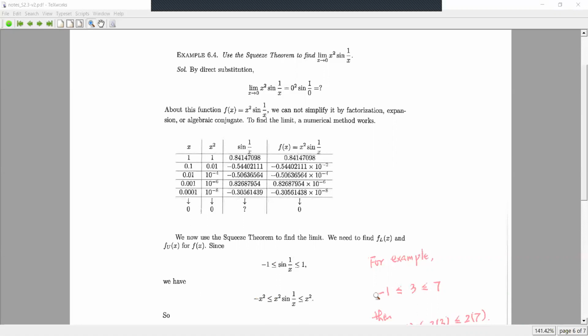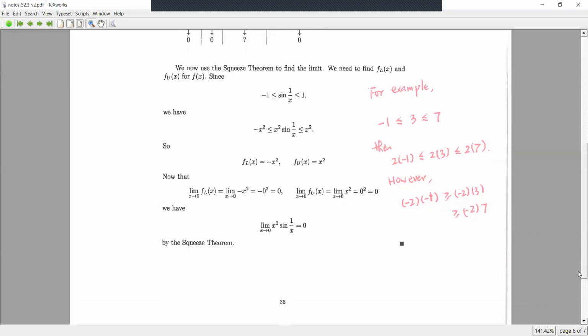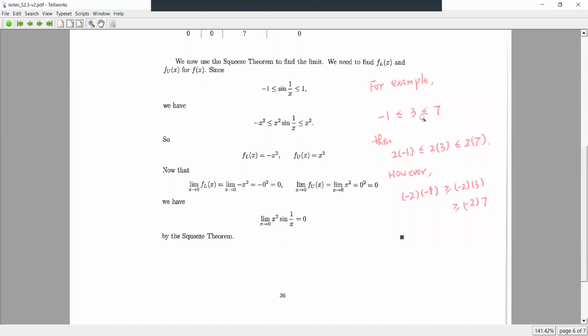For example, the number -1 is less than or equal to the number +1, less than or equal to the number 7. We can multiply these three numbers by a positive number, say 2, to have these two inequalities. However, if you multiply the three numbers by a negative number, say -2, then we need to change the inequality direction.